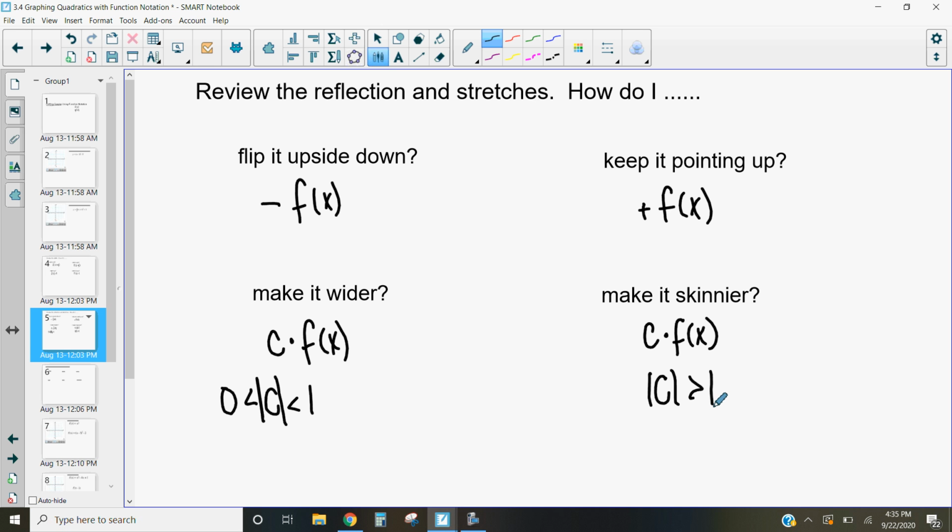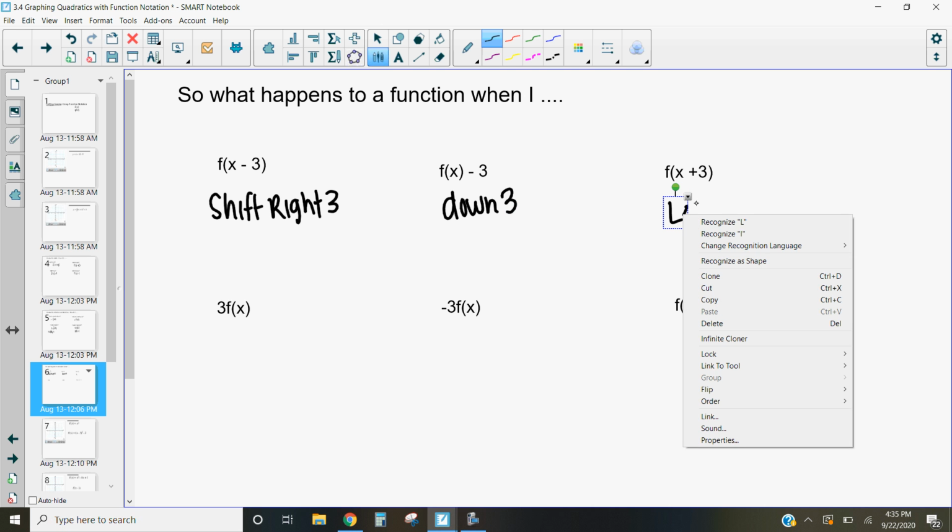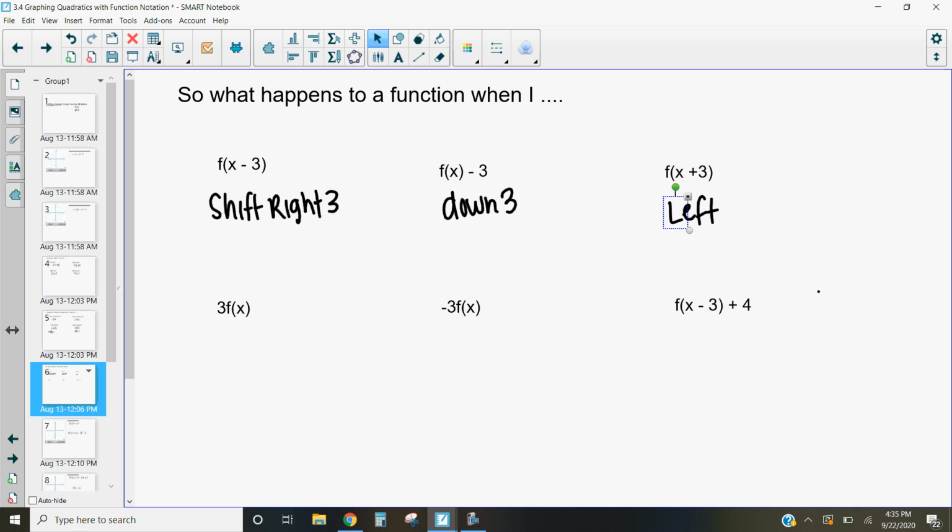So using this idea, let's shift our graphs. What happens when we have f of x minus 3? That'll shift it to the right 3. When I have a minus 3 outside, this will go down 3. When I have a plus 3, we are going to go to the left 3. If I have 3 times f of x, this is going to get 3 times skinnier.